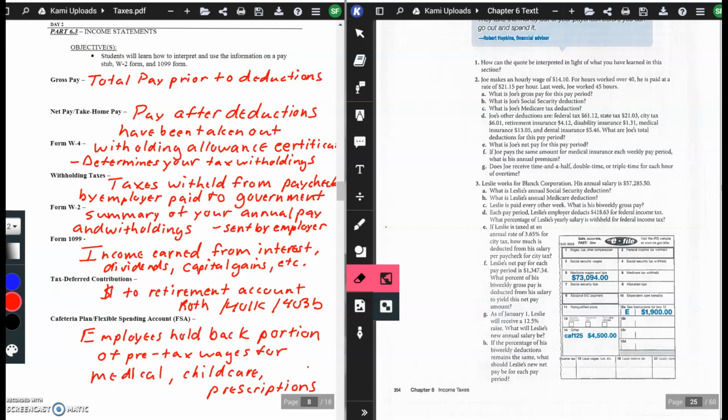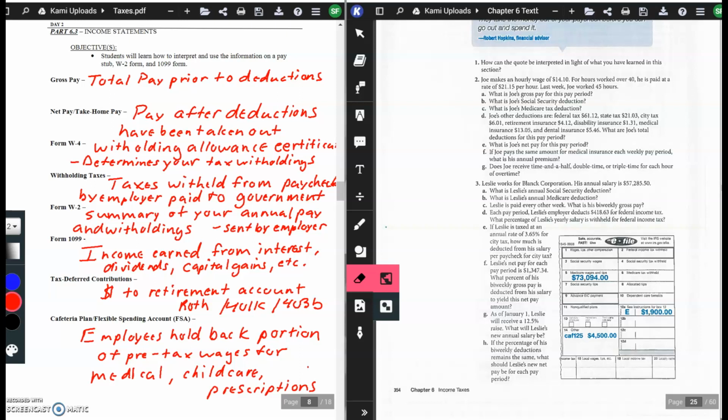Form 1099, this is an additional form for income earned from interest, dividends, if you have stocks, capital gains, etc., student loan interest, things like that. This is a form that's sent to you that will adjust your income that is being taxed. Tax deferred contributions, this is typically money that is sent to a retirement account. Some examples are Roth IRA, a 401k, or a 403b.